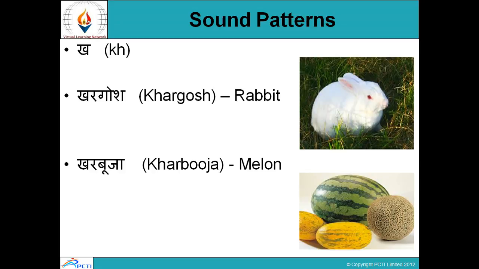Khargosh. Khargosh is rabbit. Beautiful small animal you can see in the picture. White color, beautiful long ears, sweet eyes and an innocent face. It is usually found in burrows. Very small animal, very soft. It makes burrows and holes inside the ground, digs the ground and lives in that. It's called Khargosh. What do we call it? Khargosh.